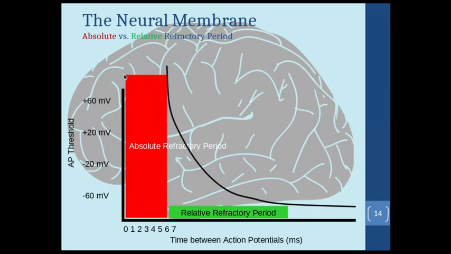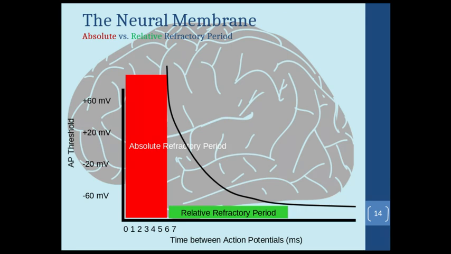So during the absolute refractory period, the sodium channels are inactive, and there's absolutely no chance of getting another action potential. Once the sodium channels reset, as the voltage is still going down and the potassium channels are slowly closing, you get to the undershoot phase, and you can get another action potential, but it's relatively harder. So we call that the relative refractory period.